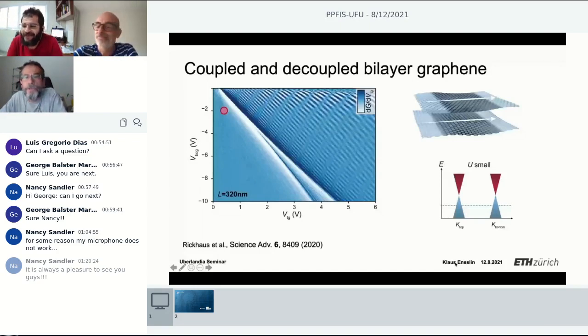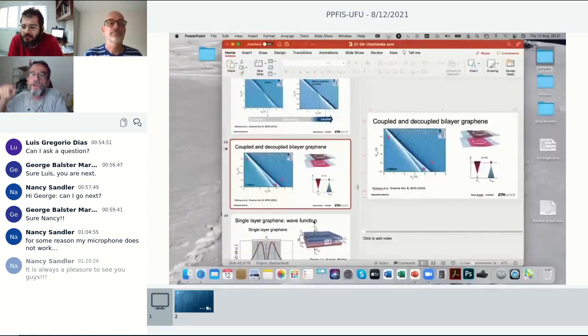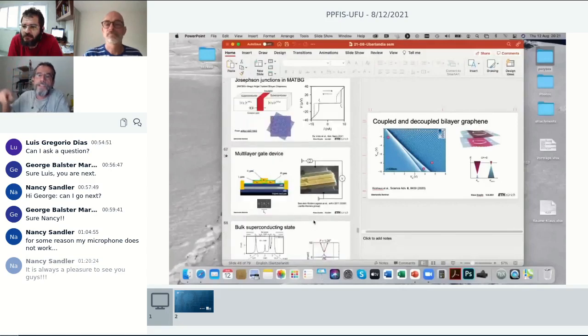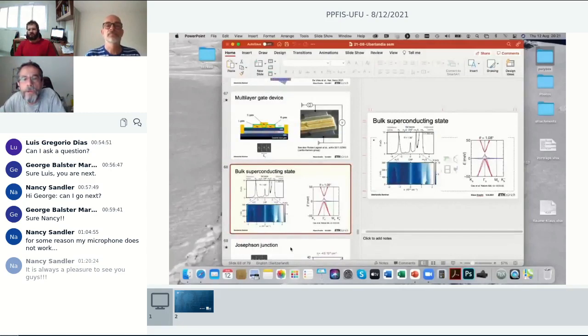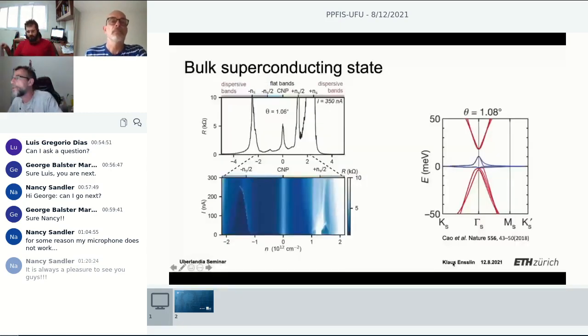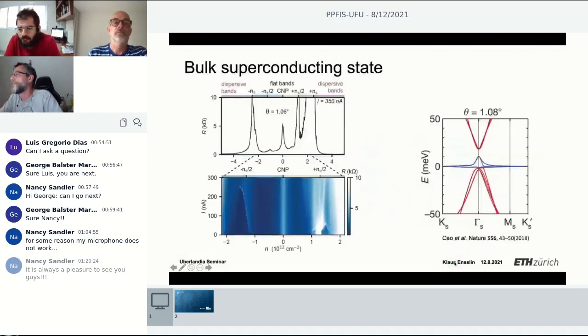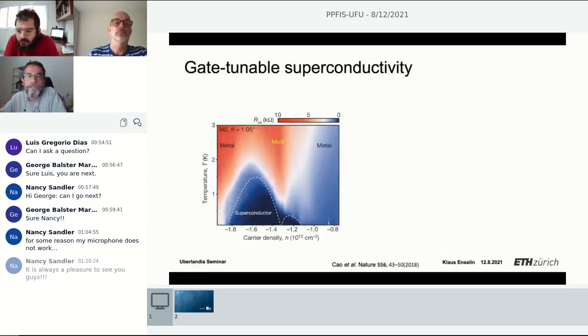Klaus, I have a quick question. In the superconducting results, you showed a picture that had two superconducting domes, side by side, with a dashed line around them. This one. There was another one before. I think it was someone else's results a little bit before. That has been seen already. That's not your result, right? Yes, that's the result from the MIT group.